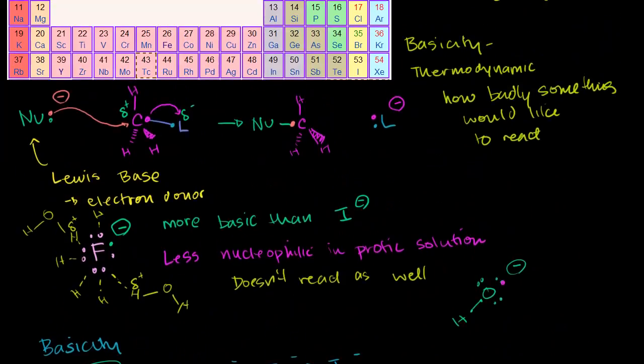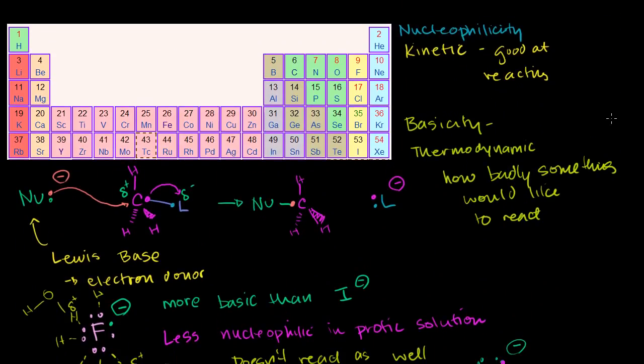So the big thing to remember is that they're two fundamentally different concepts, and that's why they're two different terms. Nucleophilicity is how good is it at reacting, saying nothing about how good the resulting bond is. Basicity is how good is the bond, how badly does it want to react, but it doesn't say how good it is at reacting itself.